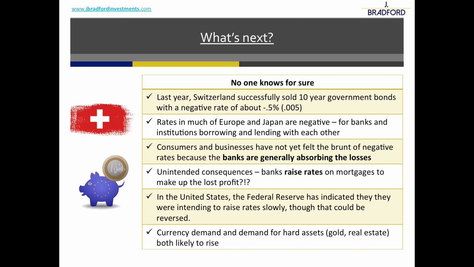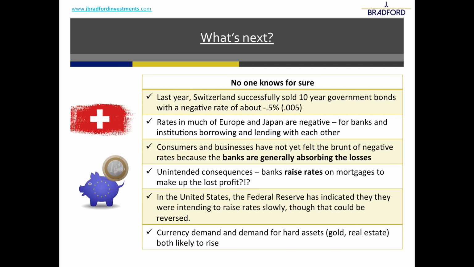But if rates fall lower, or if the bank profits get squeezed enough, they may decide to take some other action. And we may see some very unintended consequences, things like banks raising rates on mortgages to make up the lost profit that they're making on the overnight lending and the short-term lending in a negative interest rate environment. So we really don't know exactly what's going to happen.